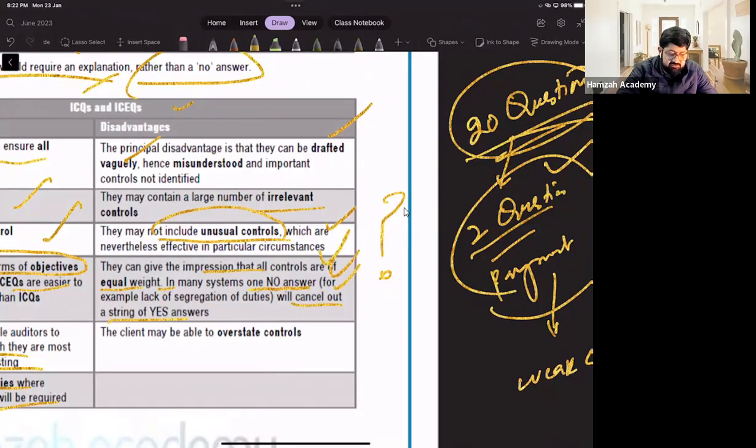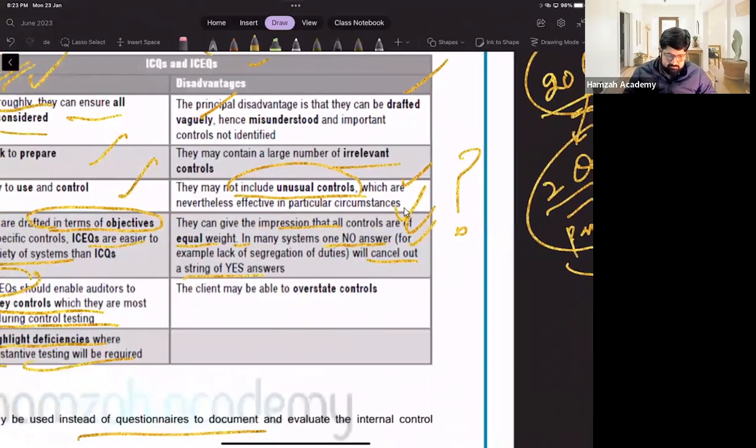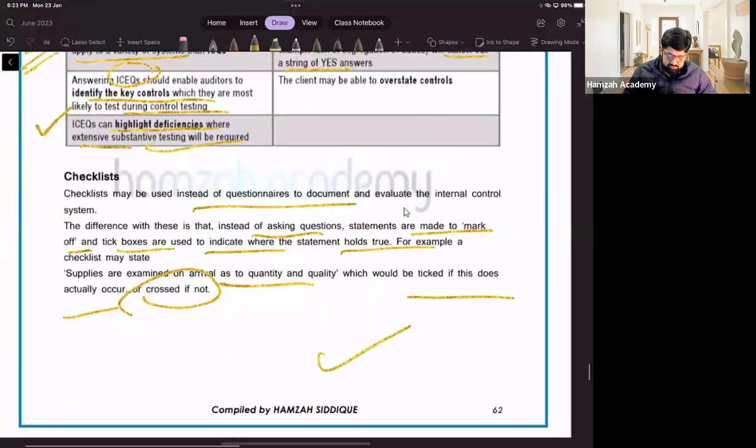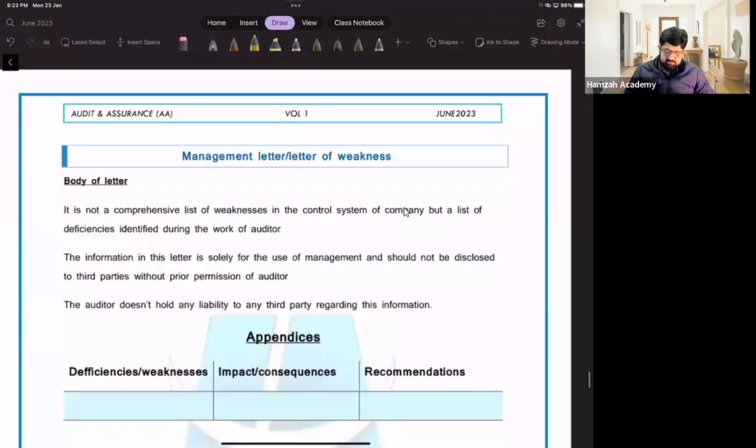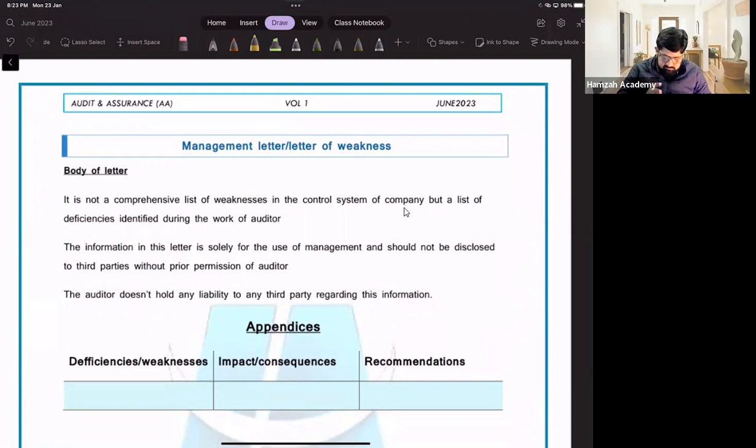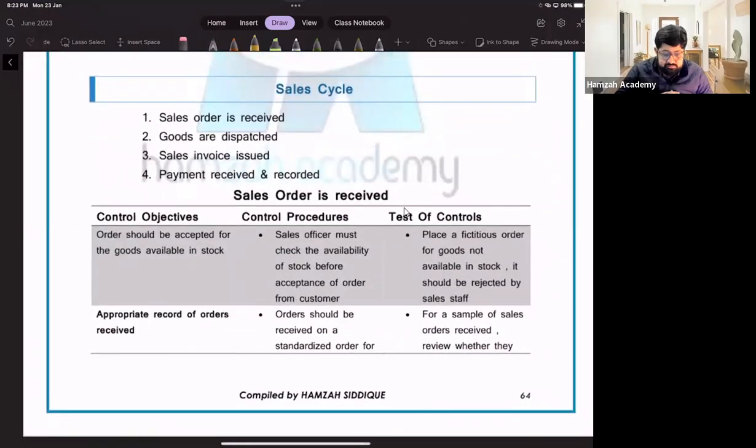Now, let us proceed further. Students, it is done. Let us proceed further. So, the next is, come to the sales cycle first. Now we will talk about the control objectives of the company regarding the different accounting matters, and how companies take specific steps, specific controls, to achieve those objectives. How does the company do it?